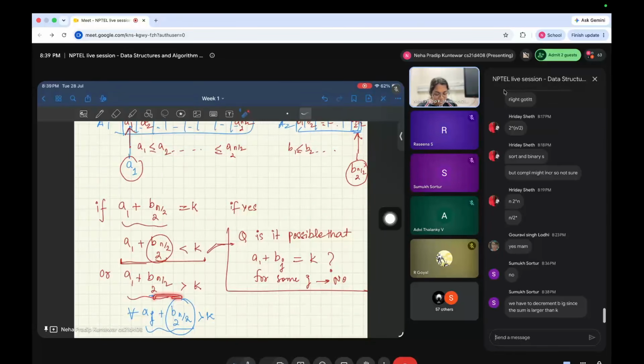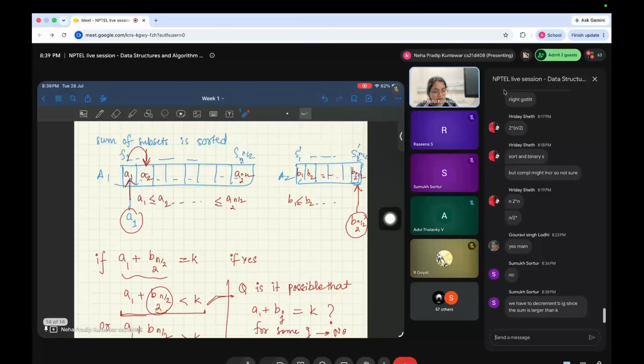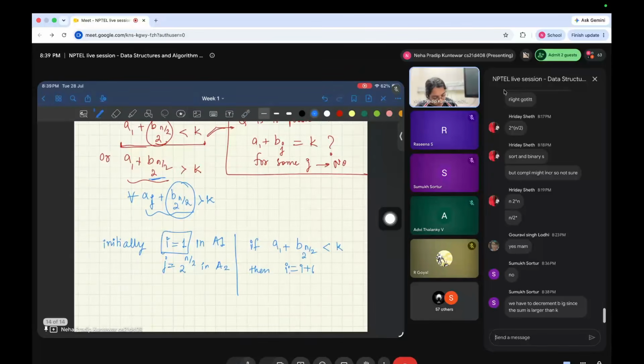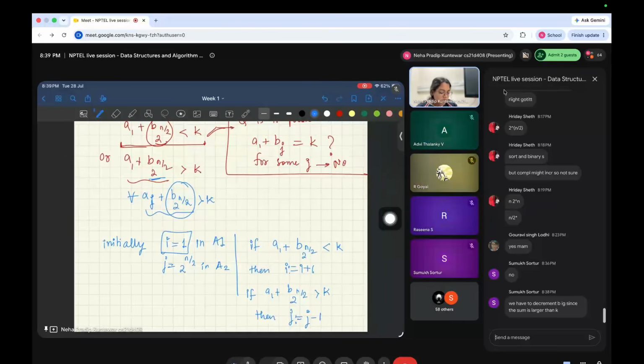So you're only increasing this total summation if you take anything other than a1. So that means this is not the correct element to look at. This is not the correct element, so you decrement your counter by 1. So in this case, if a1 plus b 2 to the n by 2 is greater than k, then you're going to decrement the value of the j counter.